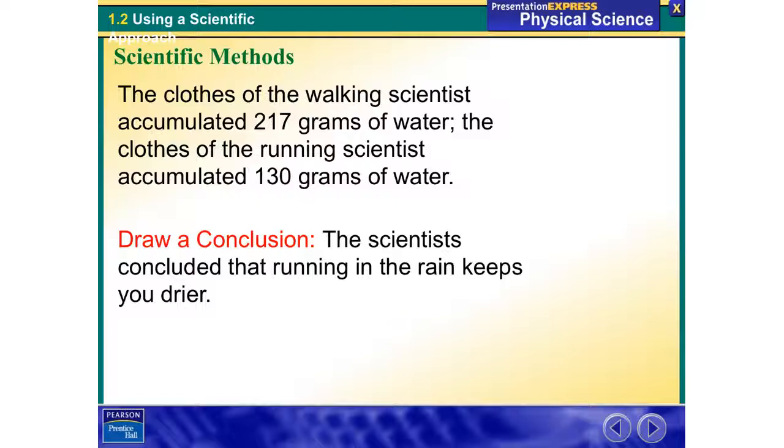However, there's an episode of Mythbusters where they test this same idea, and they found that walking in the rain keeps you drier. So that's varying views. This idea would have to be tested many, many times further to determine which of these options is more viable.